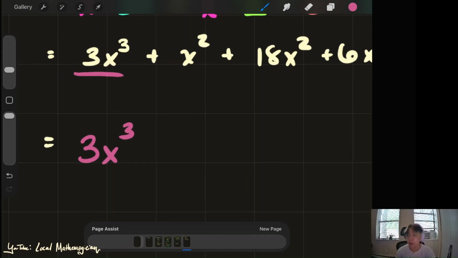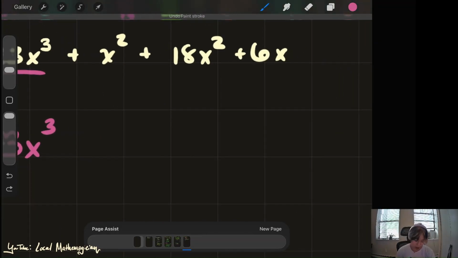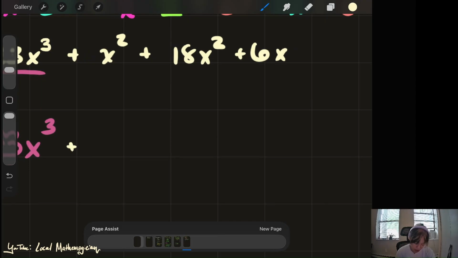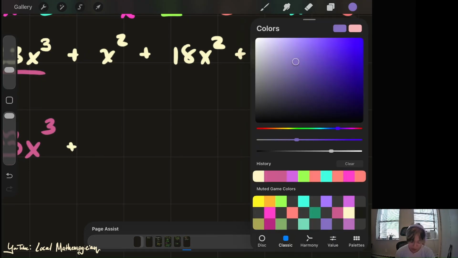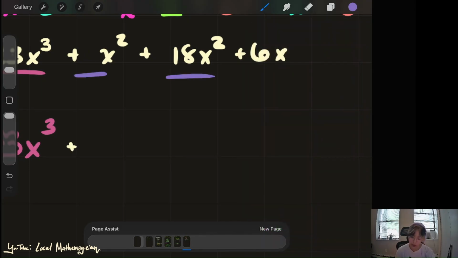And I actually recommend you either color code the like terms or do a different symbol. So sometimes I'll do boxes and squiggles or whatever, okay? Okay, are there any other, let's see, are there any x squared terms? Yes, there are. There are 2 of them. X squared plus 18x squared is going to be 19x squared.